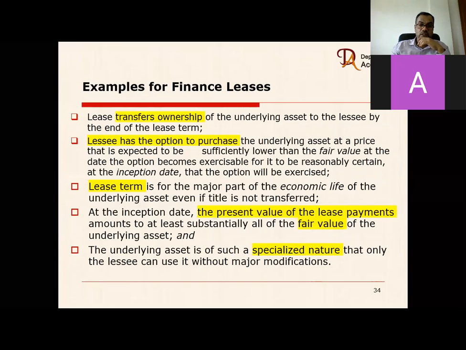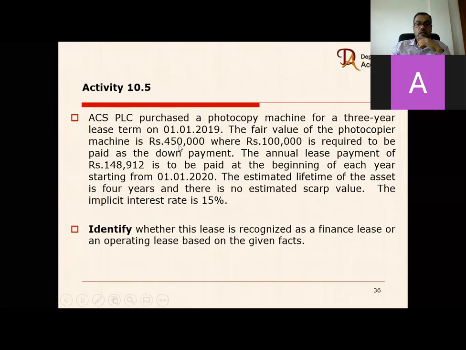The other point is the present value of the lease payments and specialized nature. Specialized nature is also not discussed in this question. The fourth point, the present value of the lease payment. So therefore, you have to go for a test. What is the fair value? 450. Down payment is 100. Then you need to do that particular test.